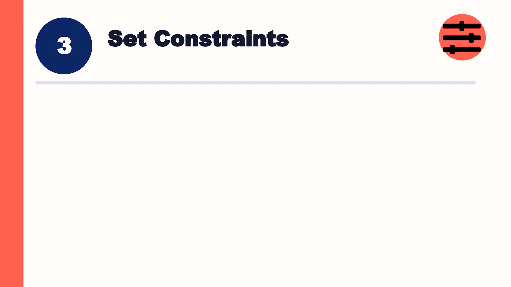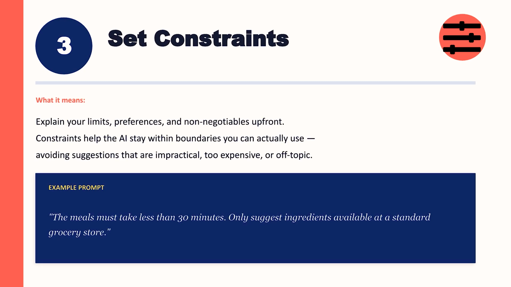Step 3 is set constraints. Explain your limits, preferences, and non-negotiables up front. Constraints help the AI stay within practical boundaries, avoiding suggestions that are impractical or off-topic.